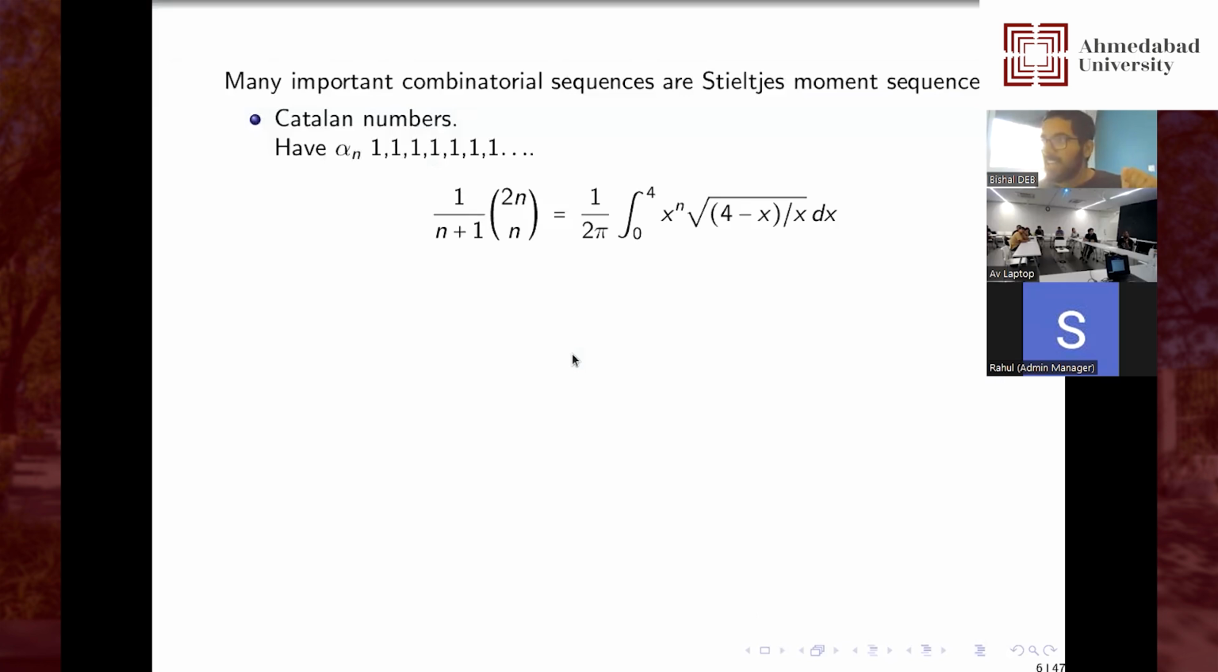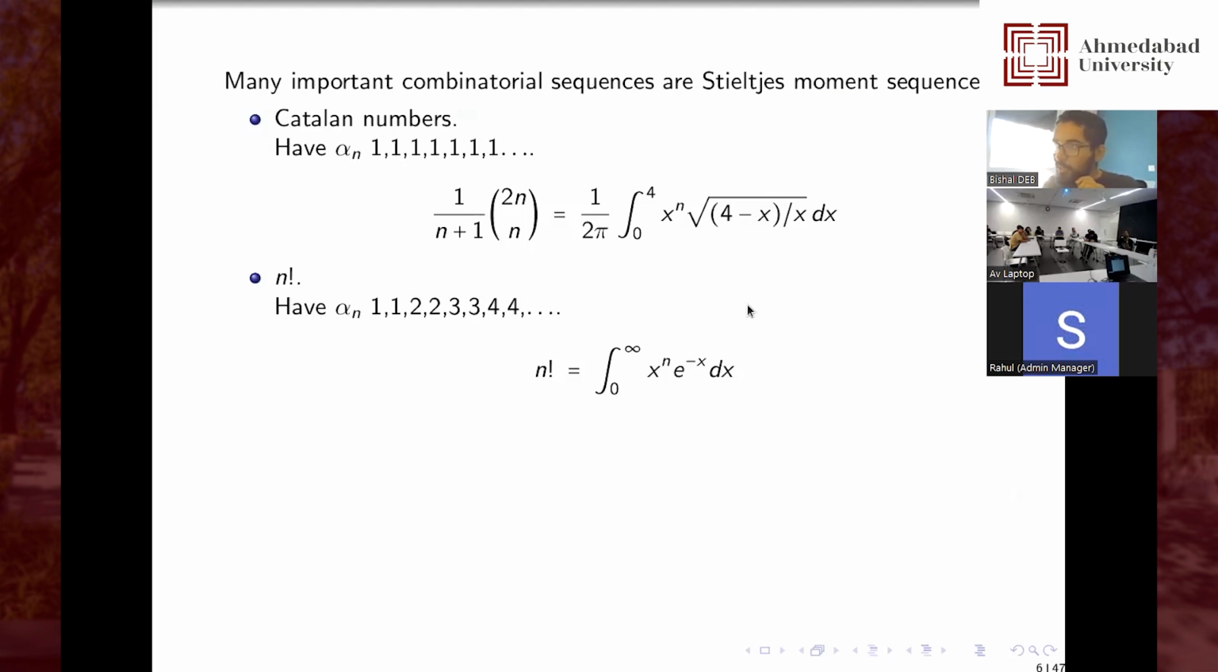The second example is n factorial. They appear everywhere in mathematics. And here, the continued fraction coefficients are 1, 1, 2, 2, 3, 3, 4, 4, and so on. If you evaluate this integral, you're going to obtain n factorial.